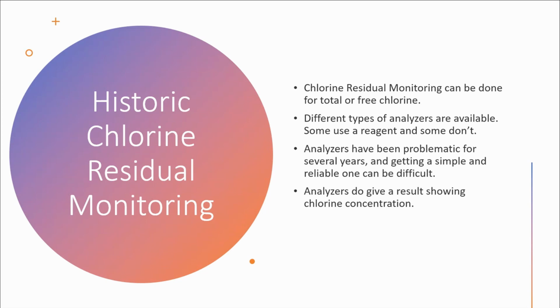Right. All those concerns that we're talking about play into the negatives a little bit, but there is one positive we could identify with the analyzers. They do give you a result showing your chlorine concentration. So as long as you have the correct test, whether it's total or free chlorine, it will give you the limits that you need to compare with your permit with respect to chlorine toxicity for those discharging systems. So that is the positive there.